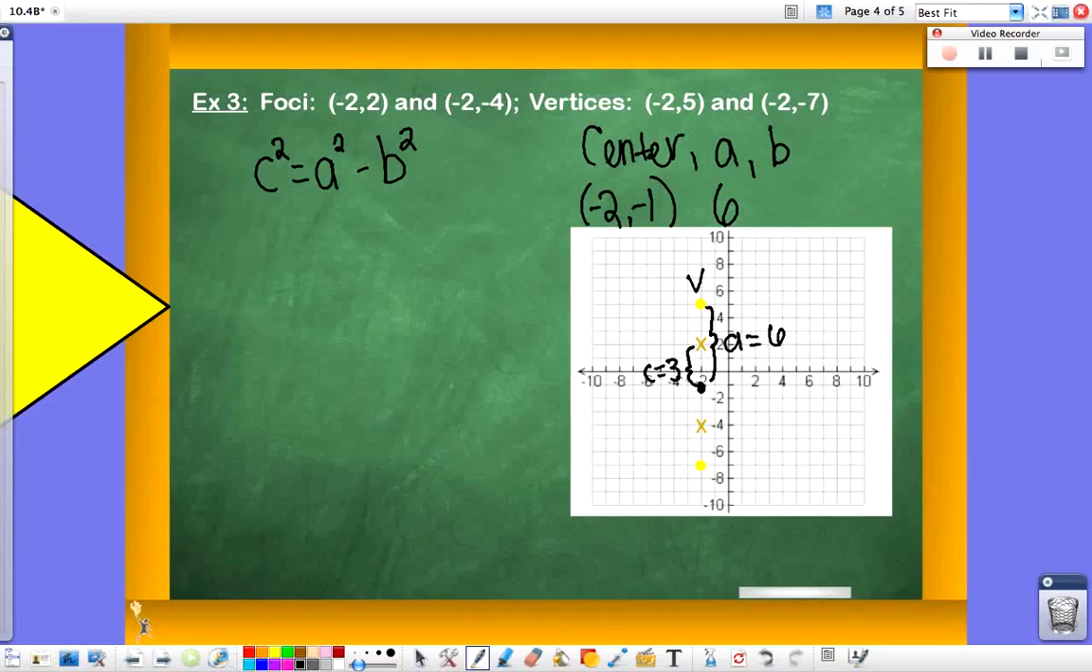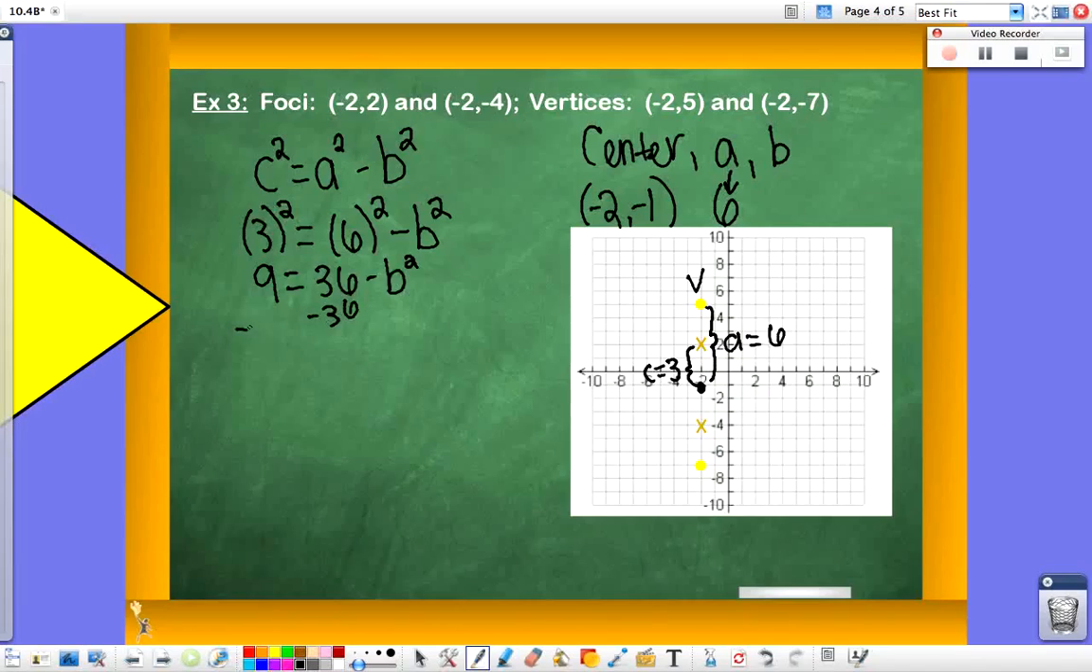So my c value here is 3. So I'm going to plug a 3 in for c. My a value we already determined to be 6. Remember, that's the distance from the center to the vertices. So my a value here is 6. My b value is what I'm searching for, so it's going to stay exactly the way it is in the formula. 3 squared makes 9. 6 squared is 36. And now we're going to solve it like a normal equation.